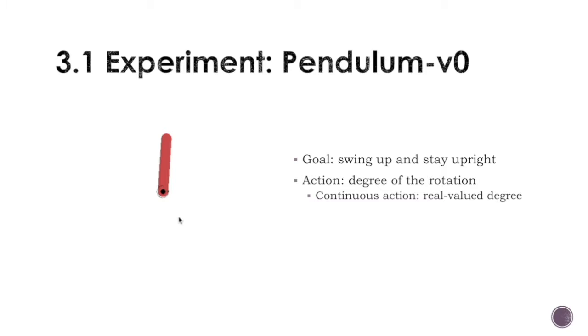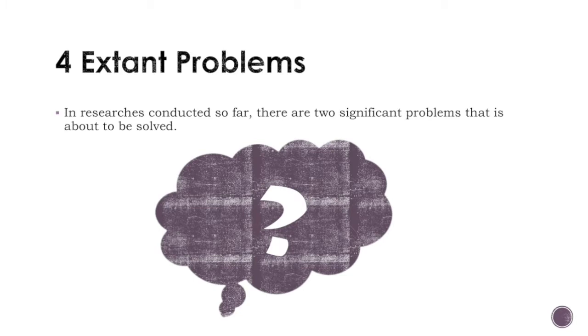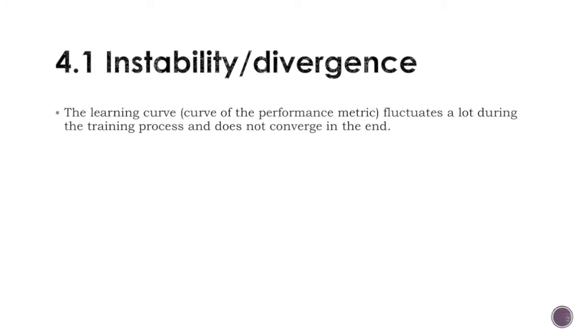Being two important issues in many other deep reinforcement learning algorithms as well, we are struggling with the instability or divergence issue and the lower sample efficiency issue. The instability or divergence issue is that the learning curve, or curve of the performance metric, fluctuates a lot during the training process and does not converge to a single point in the end.